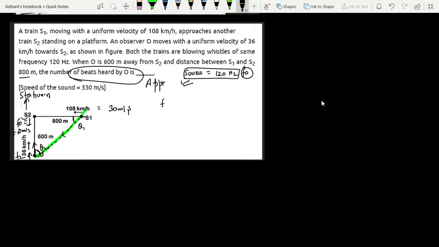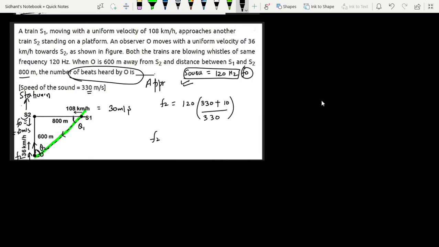What will this F2 be? F2 will be equal to what? Formula you can tell me. Source frequency, that is how much? 120 Hertz. Then speed of sound. Do you remember the formula of the Doppler effect, Lohit? That is 330 plus the velocity of observer, 10, divided by speed of sound again, and since the source is stationary, it is only 330 in the denominator. Getting this one, Lohit? Yes.